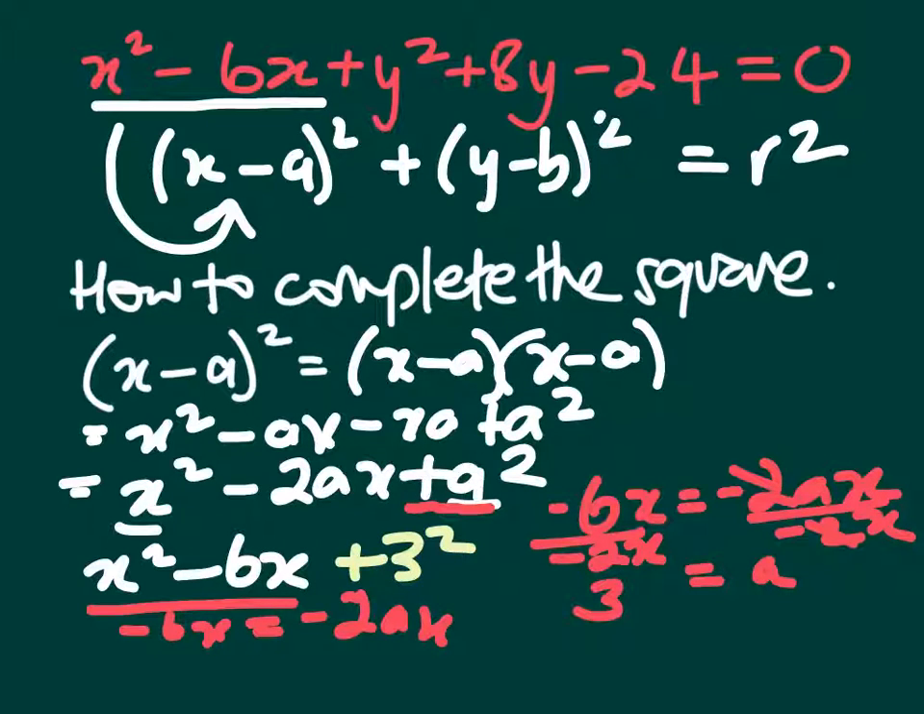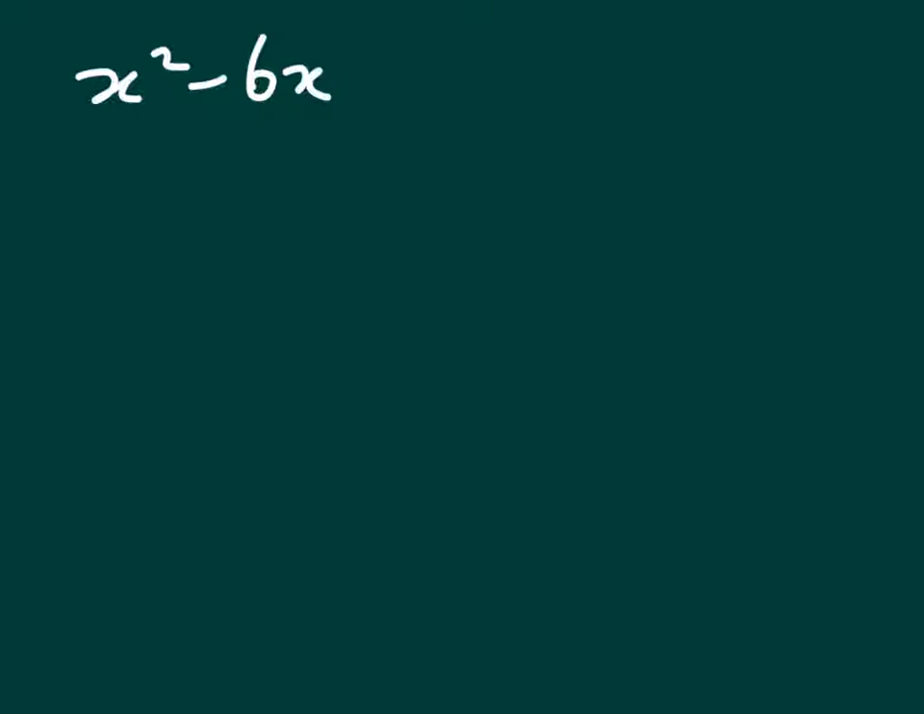To make this into a perfect square, just recapping, the first part of our expression was x² − 6x. We now need to add on another 9 to make it into a perfect square. And the perfect square that comes out from that would be (x − 3)². As we said beforehand, we worked out that a was 3.